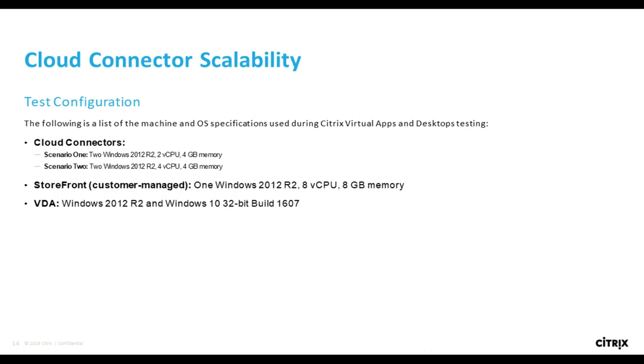As far as scalability, there's a couple of test variables that we've used. As you can see here in scenario 1, we have 2 Windows 2012 R2 servers with 2 vCPU and 4 gigs of memory. In scenario 2, we have 2 Windows 2012 R2 servers with 4 vCPU and 4 gigabytes of memory. For our customer managed storefront, we have 1 Windows 2012 R2 server, 8 vCPU and 8 gigs of memory. And our VDA is currently installed on a Windows 2012 R2 as well as a Windows 10 32-bit environment.